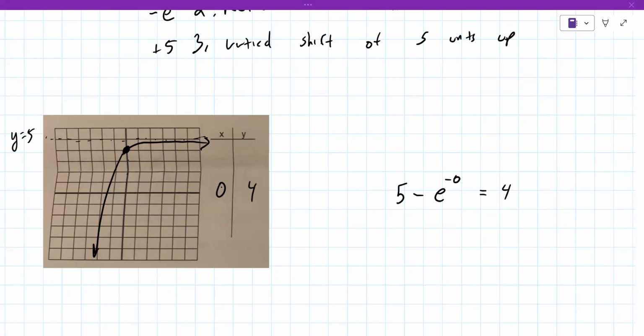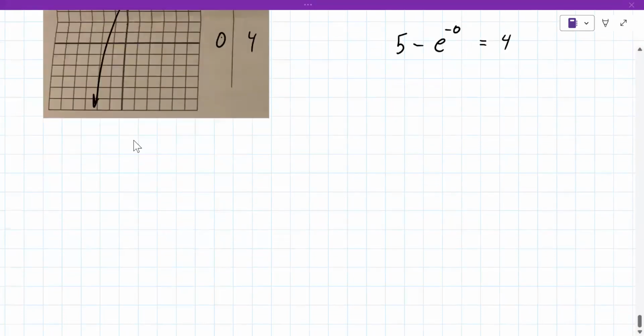B is kind of the same. Oh, and A's got the asterisk next to it, so you can kind of suggest that you use the calculator for it.